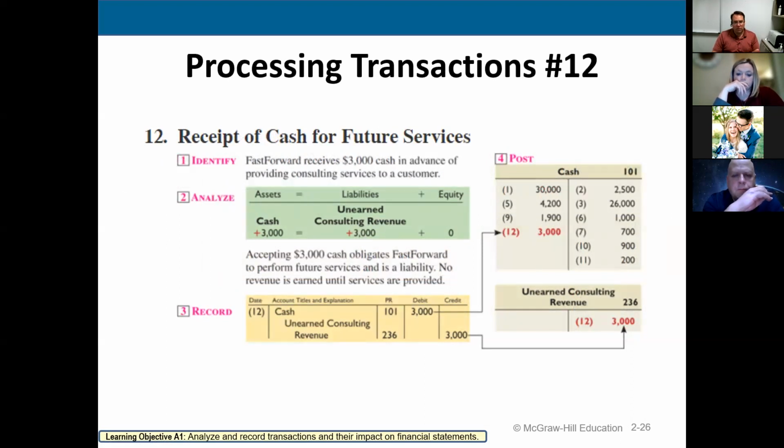Then in the future, as we provide those consulting services, we'll debit the unearned consulting revenue account for the amount we provide, and then we'll credit our revenue account because now we've earned that money that we received.